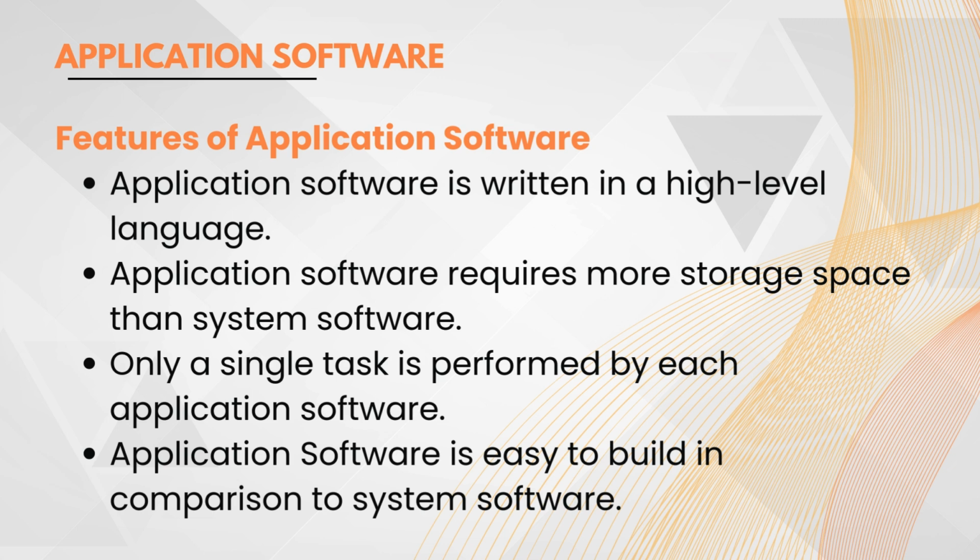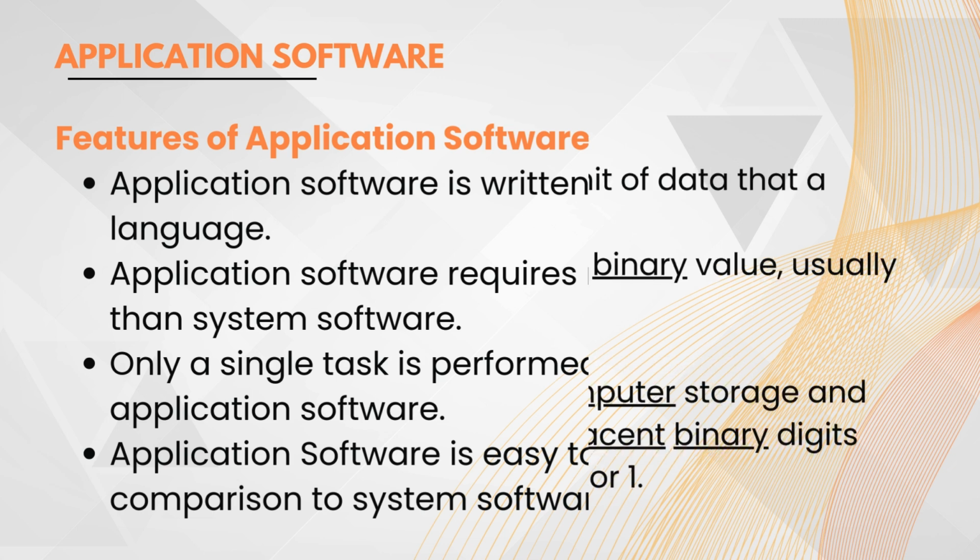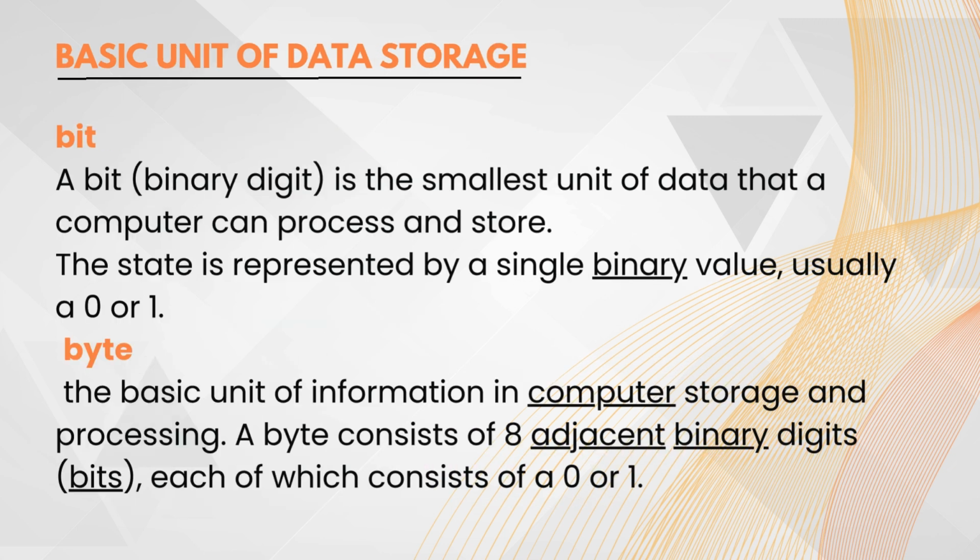Features of application software. Application software is written in a high level language. Application software requires more storage space than system software. Only a single task is performed by each application software. Application software is easy to build in comparison to system software.